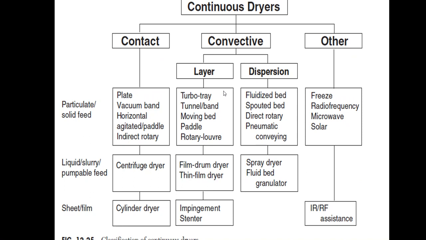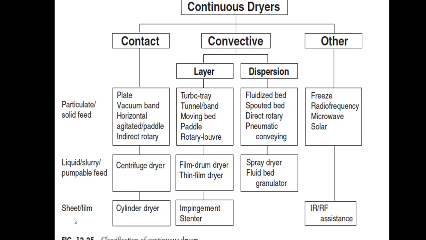I leave it for you to look into the types of dryers under this particular cluster, let's say continuous dryers. We have contact continuous dryers, meaning the transfer of heat is via conduction. We have convective continuous dryers, wherein the transfer of heat is via movement of fluids, and the other one in here, which is the specialized one. And as to the type of material that is being handled, they are further classified here.